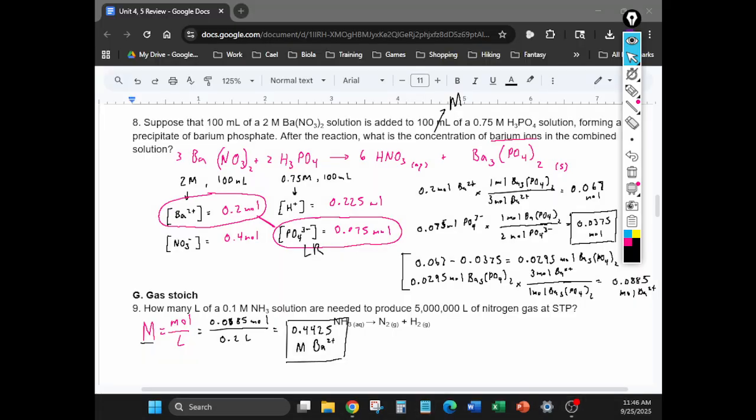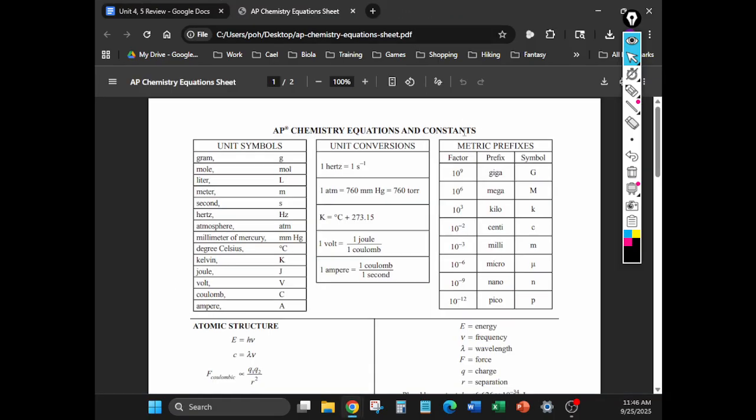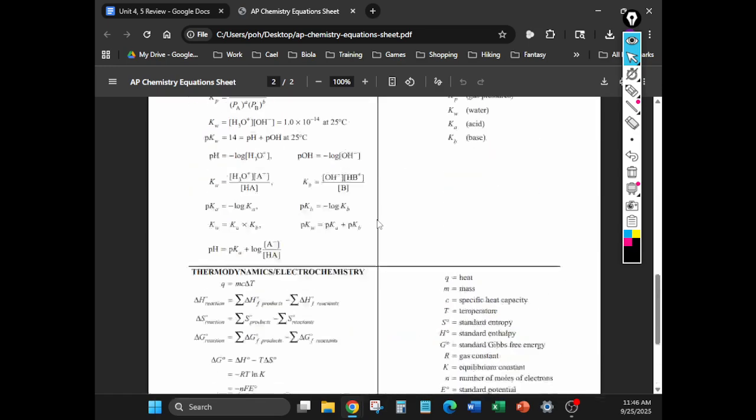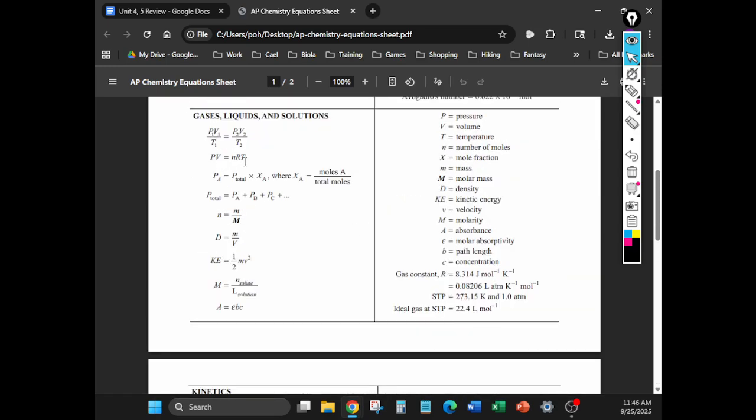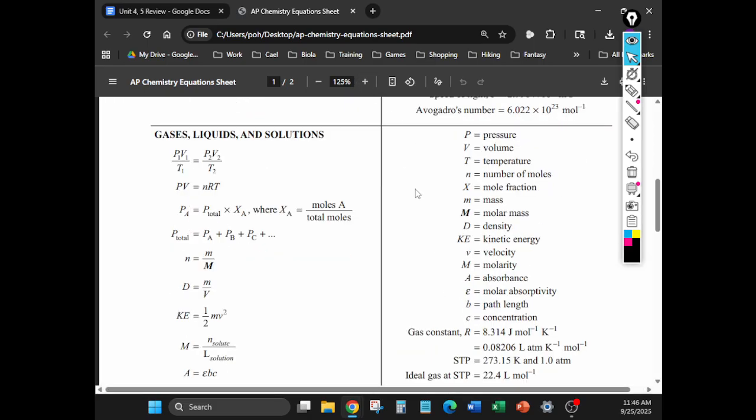All right. So before we get into the next unit, the review for the gas stuff, we're gonna go over the equation sheet. So if you guys can take a look at your equation sheet. Again, you guys don't need to memorize any of this stuff. This is all provided for you on every one of our tests and on the AP test. Now, you guys don't need to look at most of it because we're not there yet. For your first exam, you only need this part right here. Obviously, the gases, liquids, and solutions part. And if you take a look, a lot of this is stuff that we already learned, right?